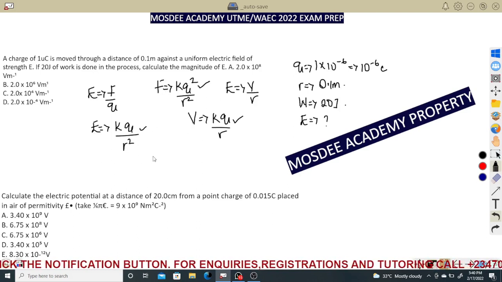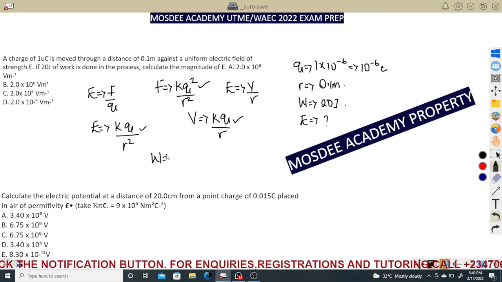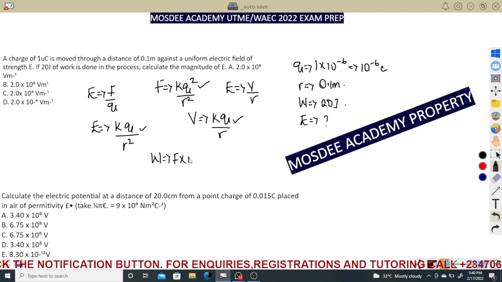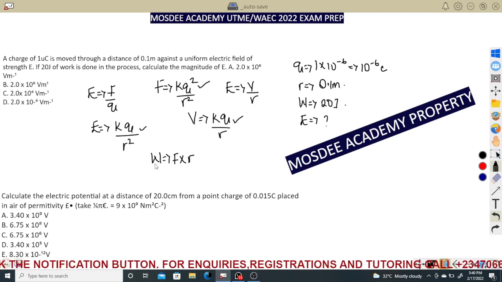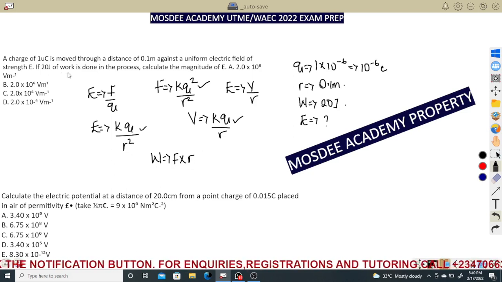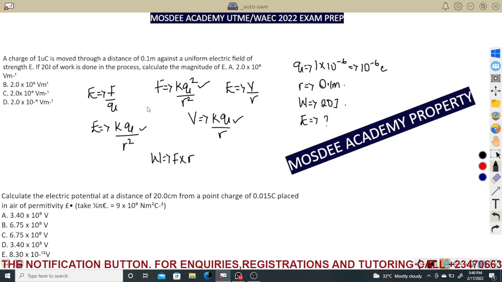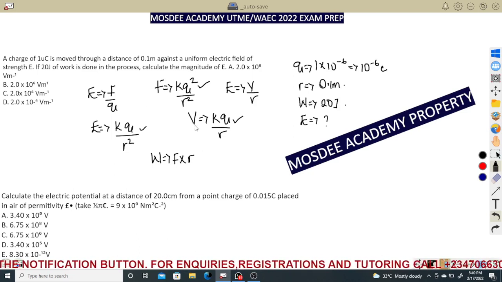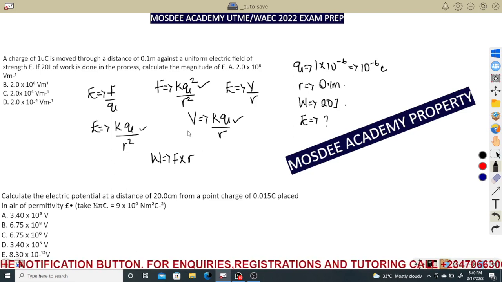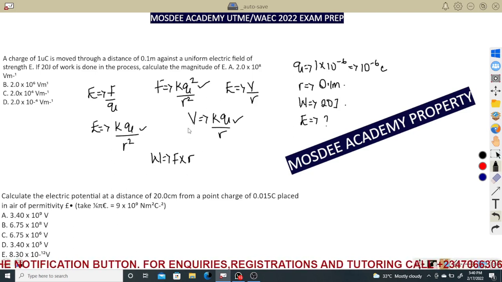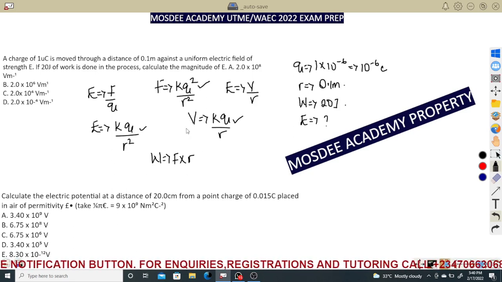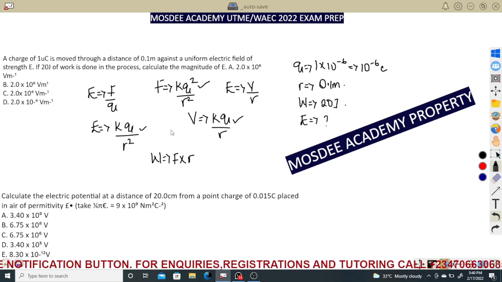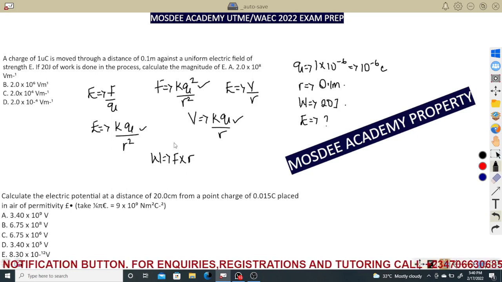So now you've learned from early classes that work done is equal to force times distance. I'm taking distance in this concept to be R. So keep that at the back of your mind. So the work done is this. Now, electric potential is defined as the work done in moving a particular charge from infinity to a point in an electric field.